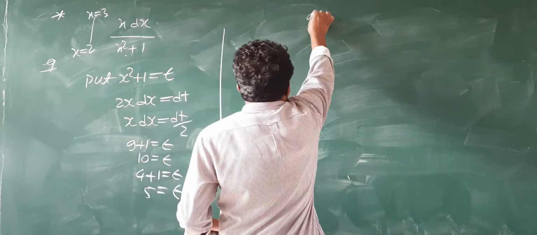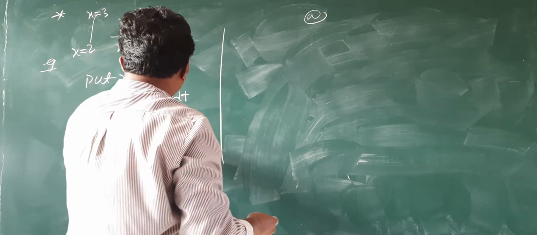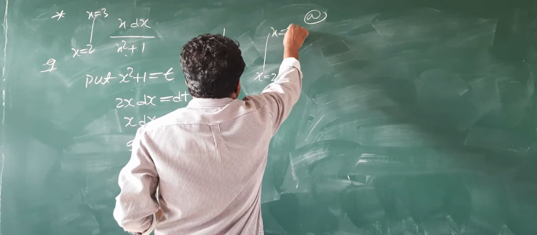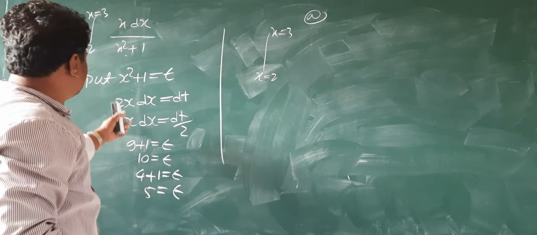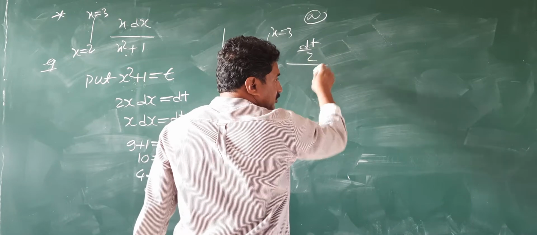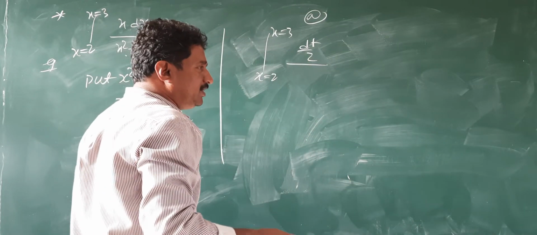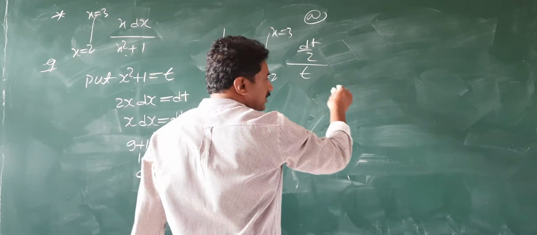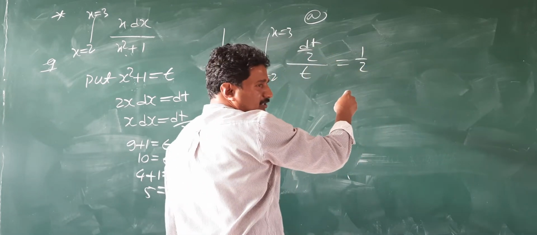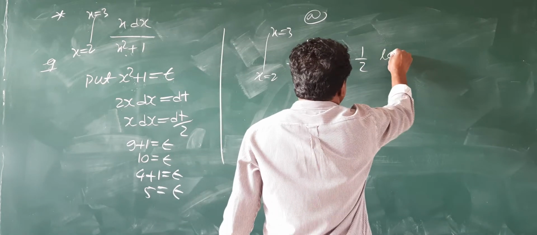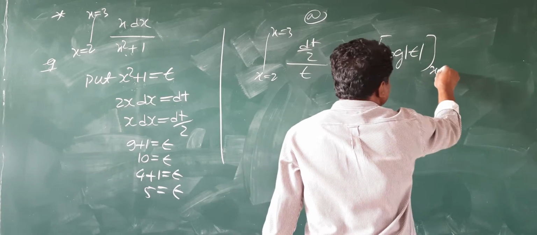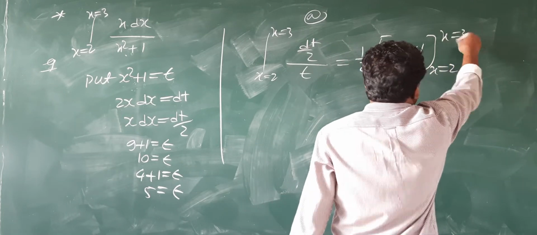So, or, you start from this. That is x is equal to 2 to x is equal to 3. How much is x dx? x dx is dt by 2. So dt by 2, over x square plus 1, which is t. Keep that 1 by 2 outside. Integration of 1 by t is log mod t. Limits are from x is equal to 2 to x is equal to 3.